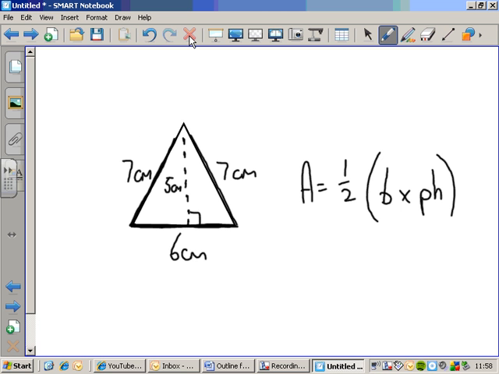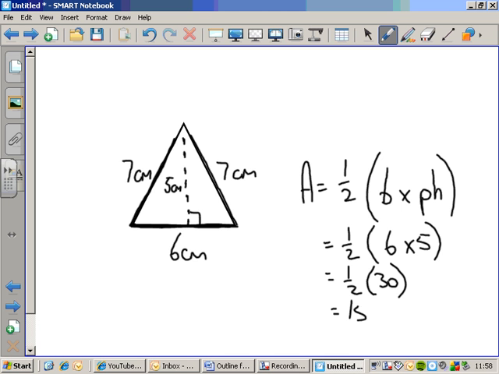So to find the area of a triangle, you need a base and you need a perpendicular height. In this case, our two dimensions are 6 and 5, so we multiply 6 by 5, which is 30, and half of 30 is 15. So the area of this particular triangle would be 15 centimetres squared.